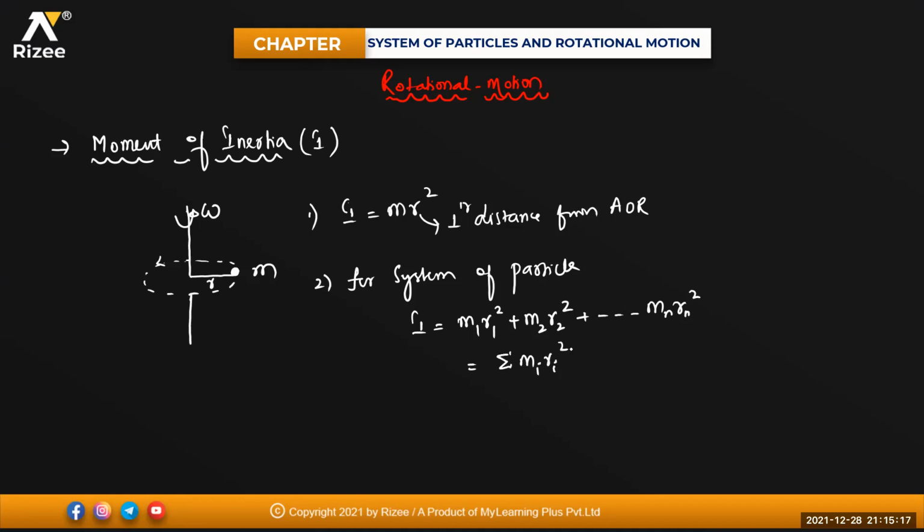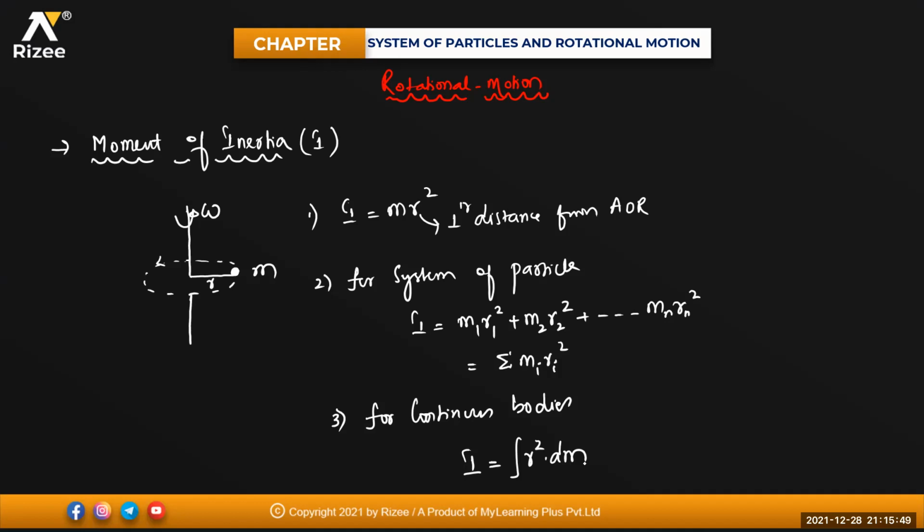The third one is for continuous bodies. For a continuous body, the moment of inertia is calculated with the formula I = integral of r² dm.